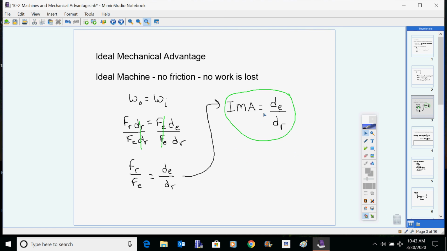Because sometimes you don't know the forces, but you do know how far something moved: how far the input force moved, and how far the thing that happened afterwards as a result, or the resistance, moved at the end. So the ideal mechanical advantage is like this.